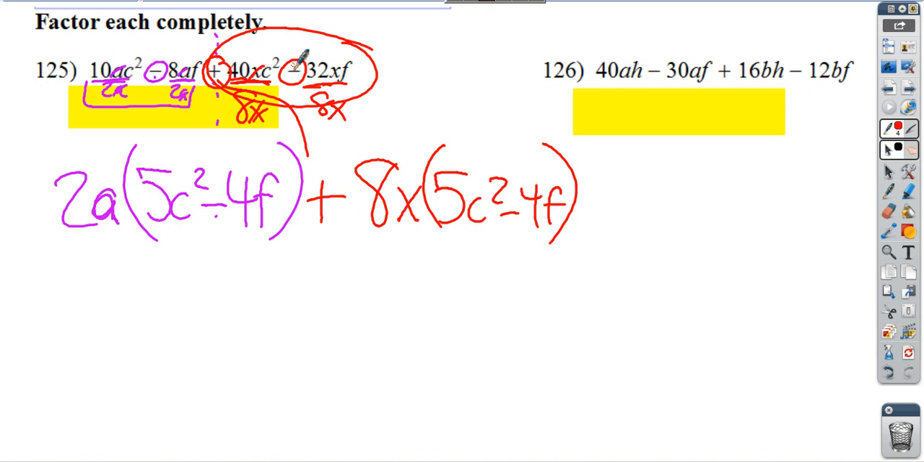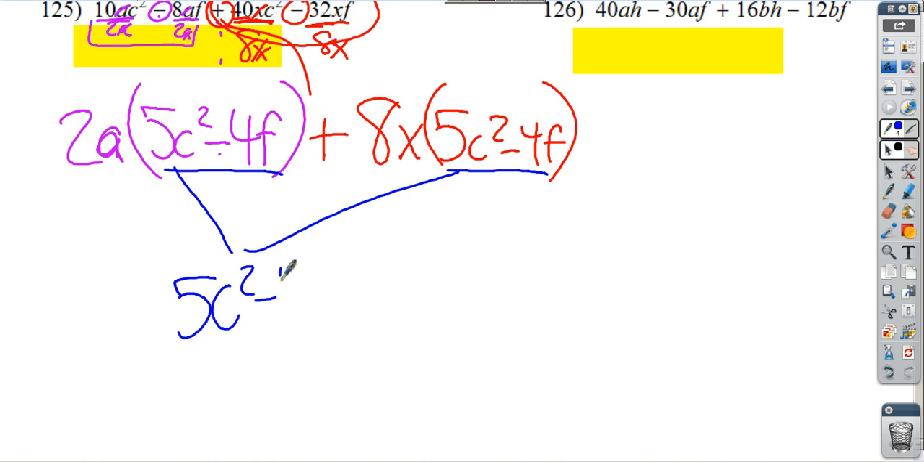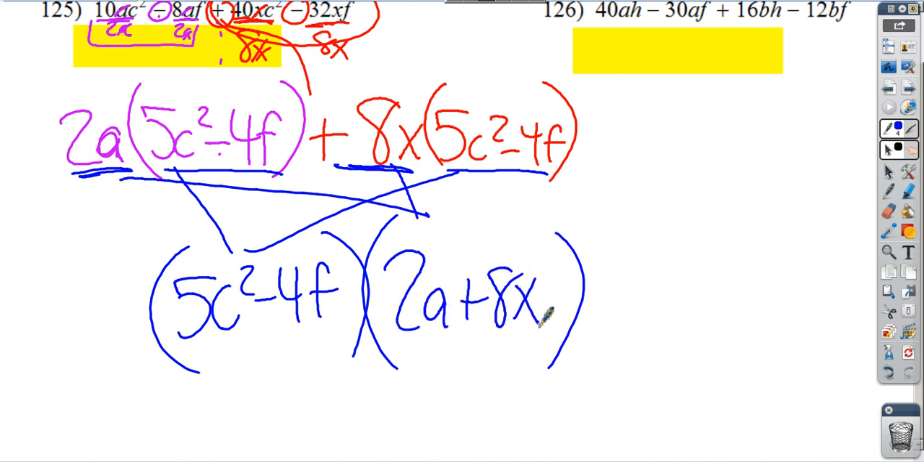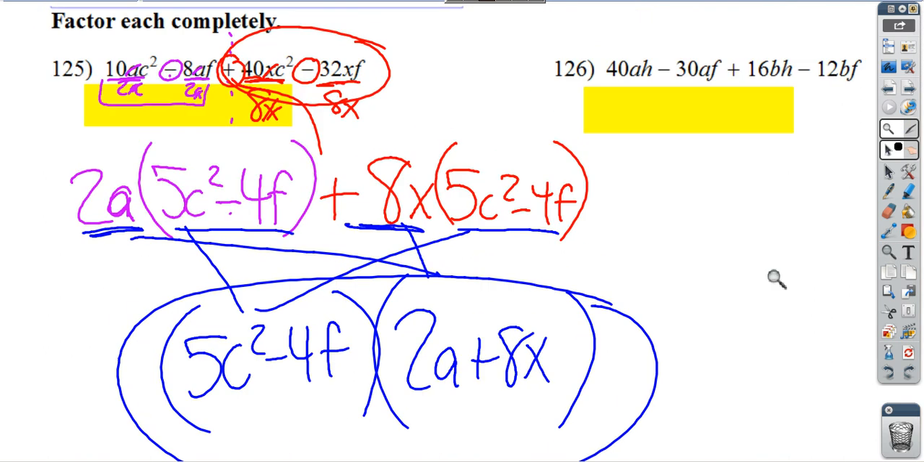So now we'll look at what we have, and the question is, what do these two things have in common? Well, they both have a 5c squared minus 4f in common. So we're going to pull that out in front because that is their common factor. What's left over here? Well, I'm going to pull 2a plus 8x into its own parentheses. And that's it right there. That's the factored version. You can test that by foiling that out. That would be kind of a mess, but if you do foil it out, you'd wind up back where we started at the beginning of 125.